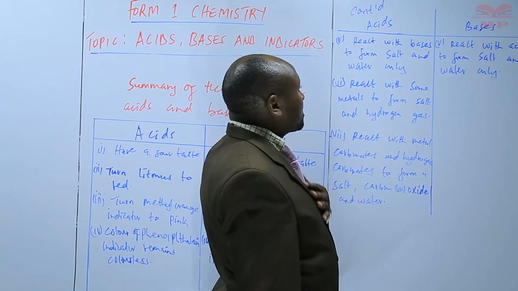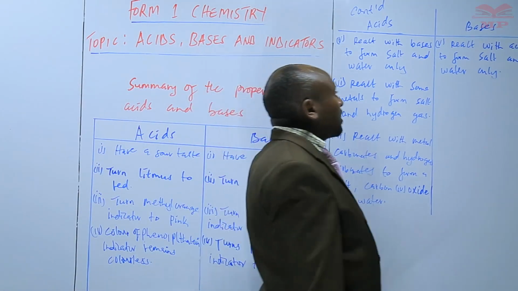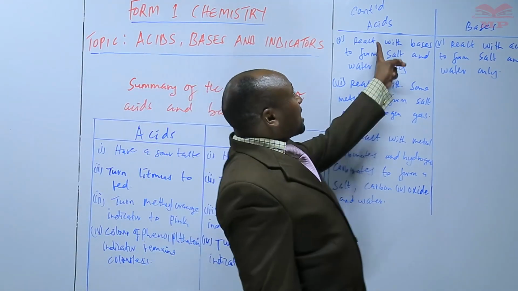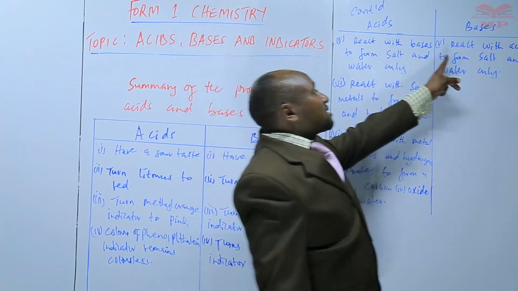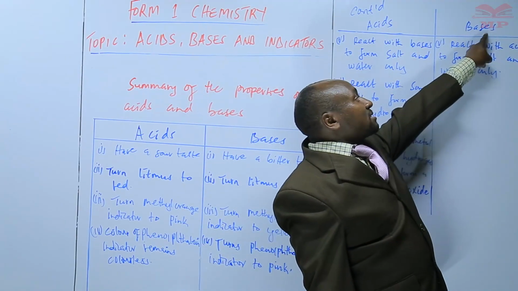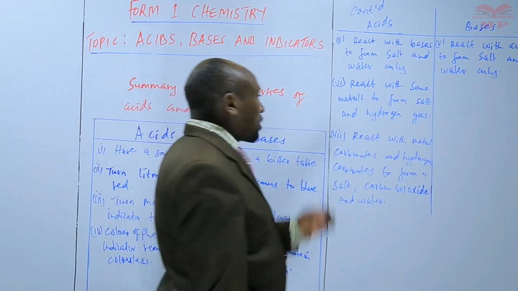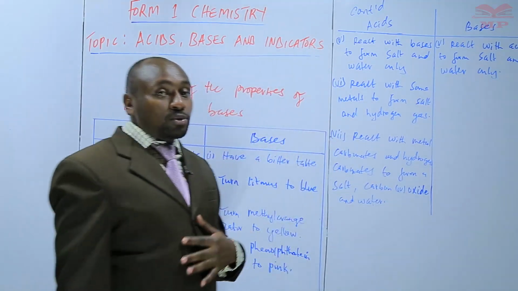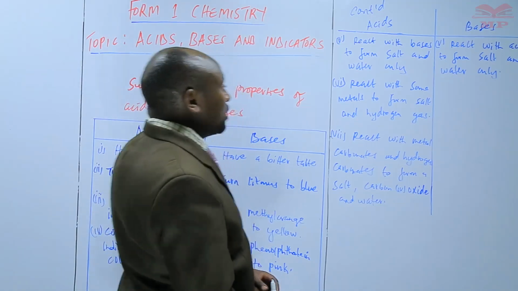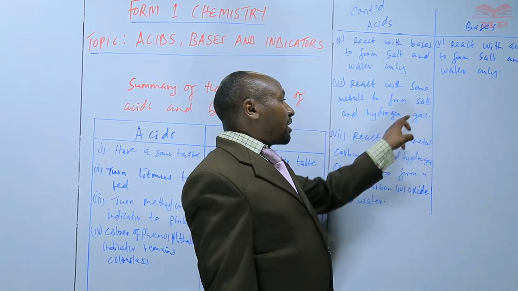Acids react with bases to form salt and water only. Bases react with acids to form salt and water only. So that is to show that acids cannot react with acids and bases cannot react with bases. But acids can only react with bases and bases can only react with acids to form salt and water. Acids also react with some metals. We say that not all of them. There are some metals that do not react with dilute acids, but those that do, they react to form salt and hydrogen gas.